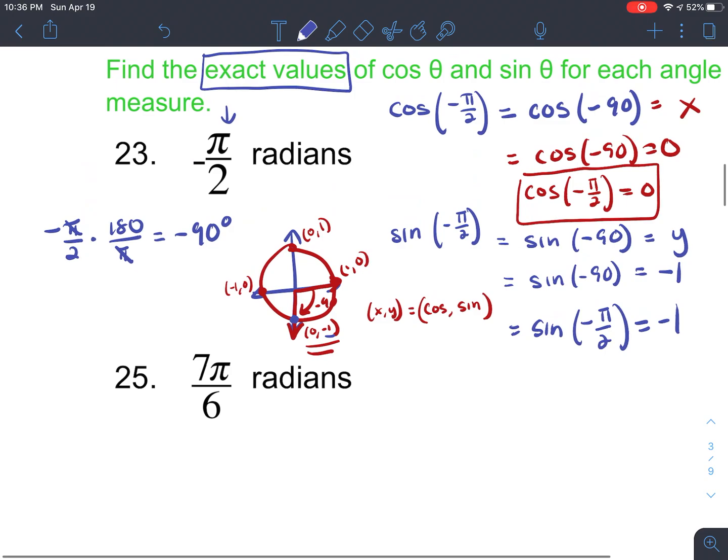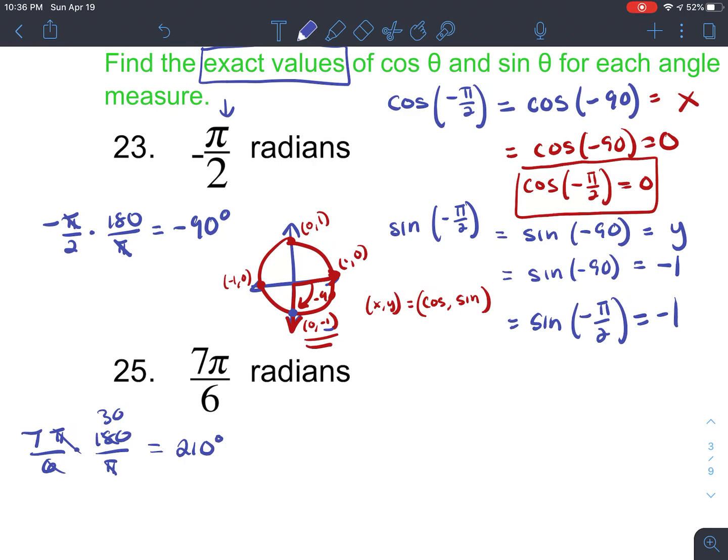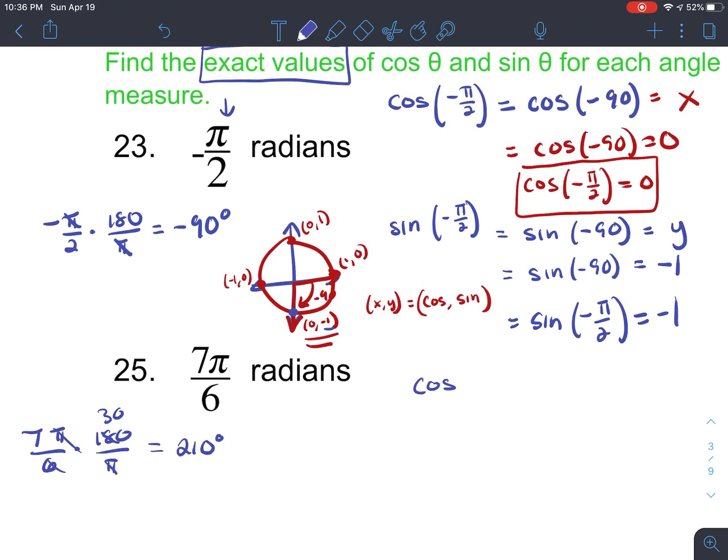So 7 pi over 6. Let's convert it to degrees. 7 pi over 6 times 180 over pi, the pi cancels, and we get 210 degrees. So if we're looking for the cosine of 7 pi over 6, that means we can find the cosine of 210. It will give us the same answer.